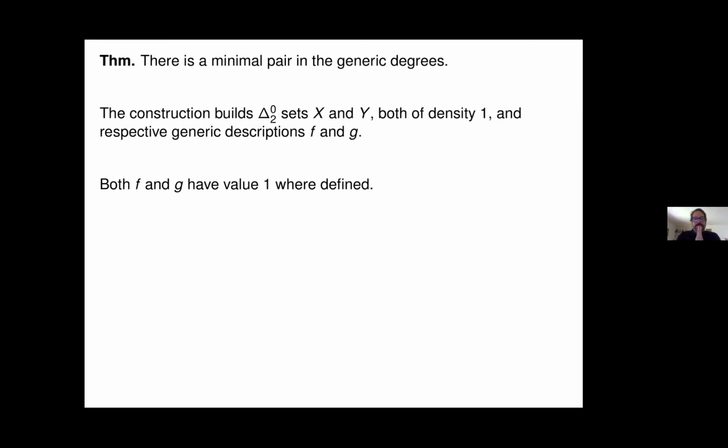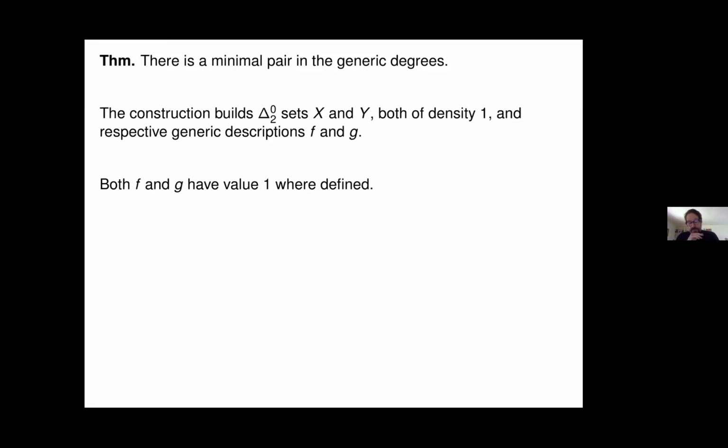So to build this minimal pair, I'm actually going to build delta 2 witnesses. So these sets X and Y witnessing this minimal pair are going to be delta 2. And in fact, they're actually also going to both have density 1. Now, of course, I could have taken the complements and have density 0. It doesn't matter, but let's say they have density 1. And I'm going to build generic descriptions f of x and g of y.